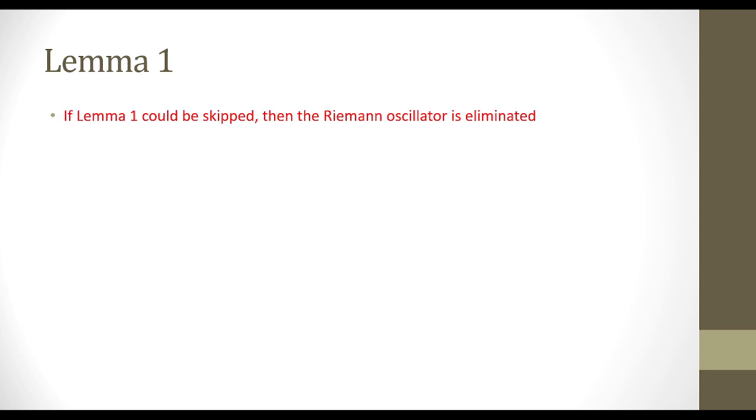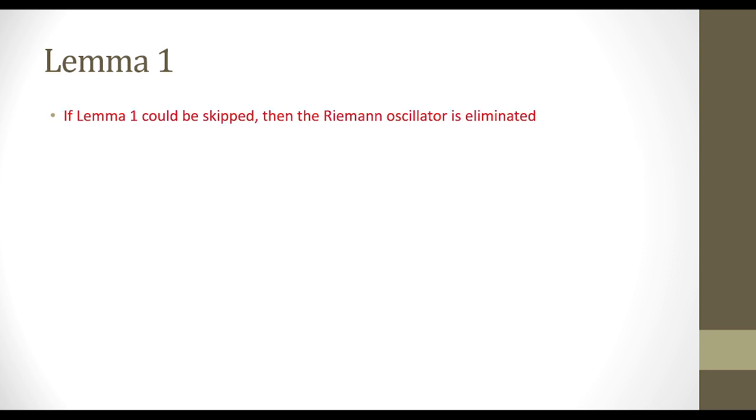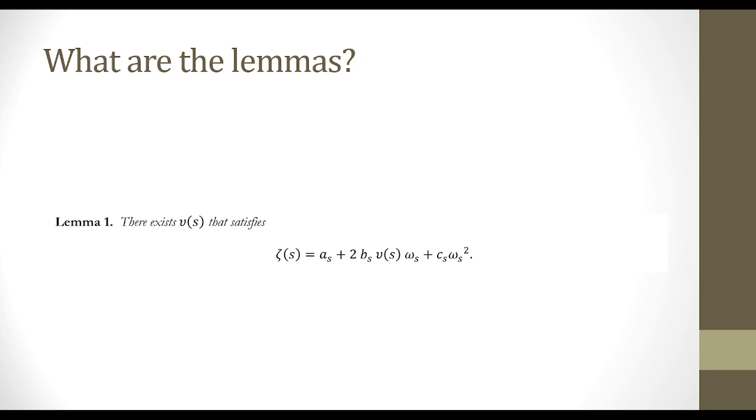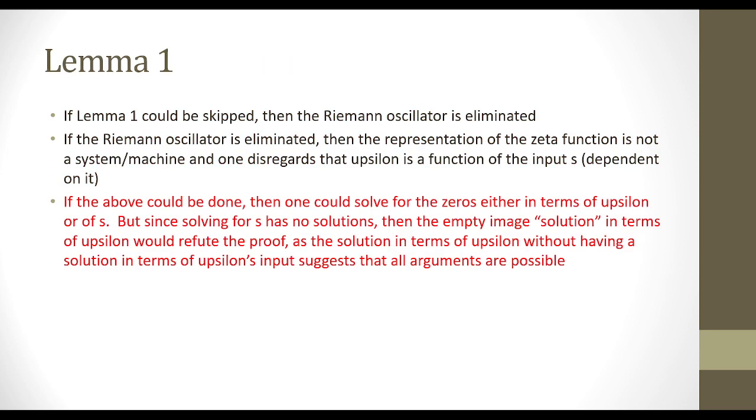So if lemma 1 could be skipped, then the Riemann oscillator is eliminated. All right, if the Riemann oscillator is eliminated, then the representation of the zeta function is not a system or machine, and you can disregard all of its functionality. All right, and you can also disregard its input s. So upsilon of s, that's dependent on s. But if you skip all that, skip lemma 1, then yeah, we could do that, right?